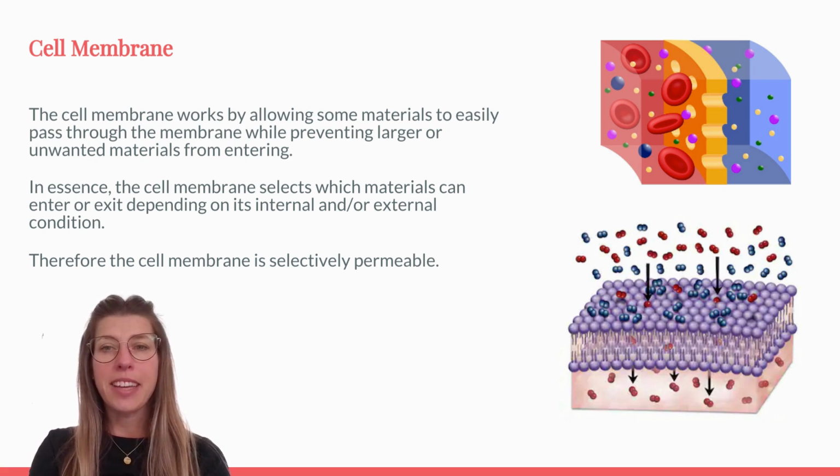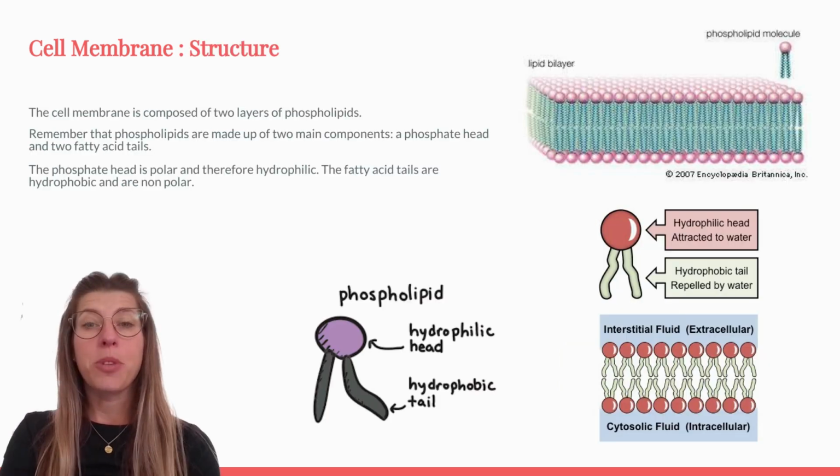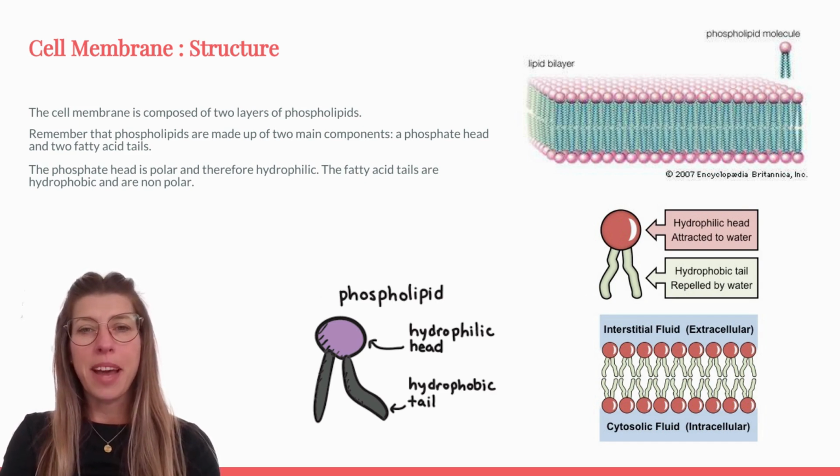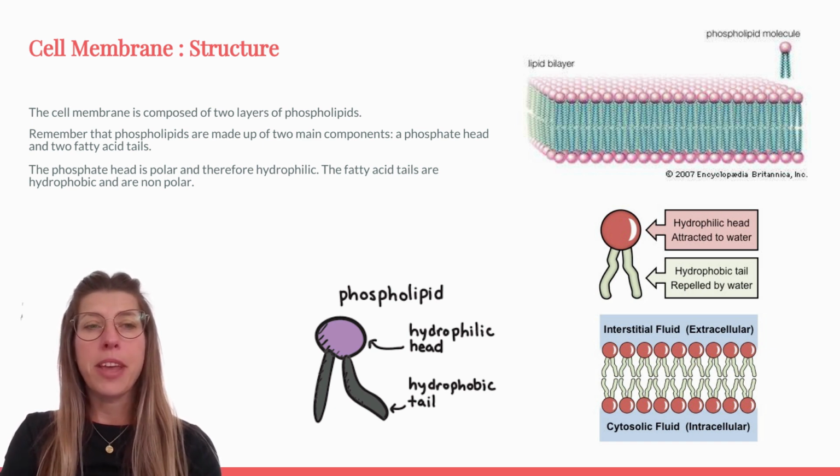So the cell membrane is picky with what it allows to enter or leave. It depends on the cell's internal and external condition. If you look at the structure more carefully, we did talk about phospholipids and how they create the main component of the cell membrane. We call it a phospholipid bilayer because there are two layers with their tails coming together and facing each other.